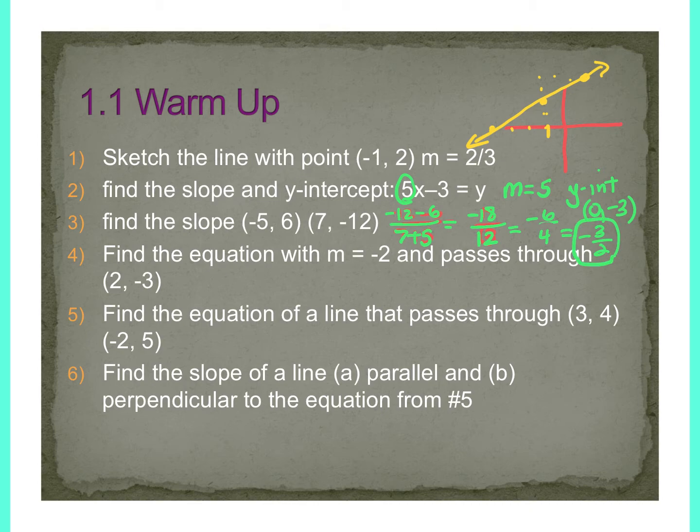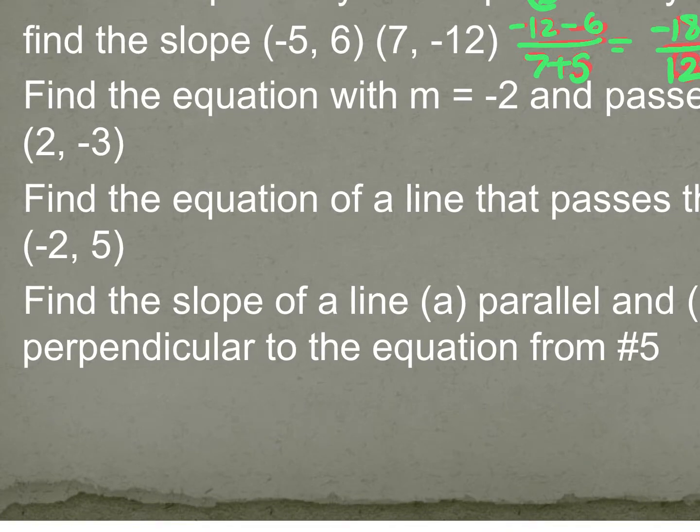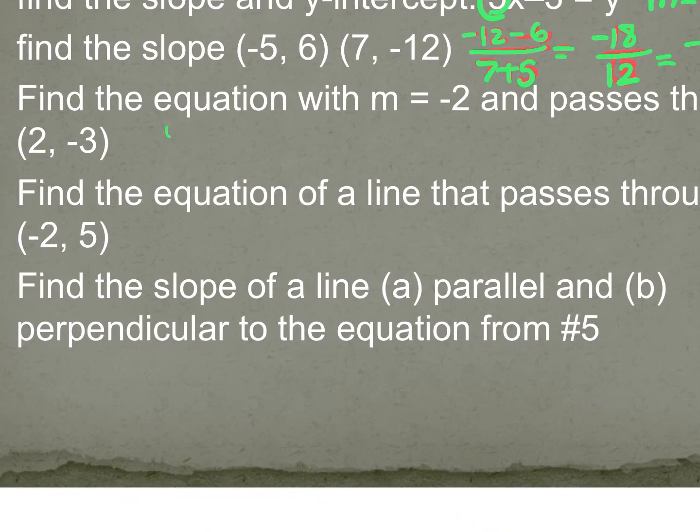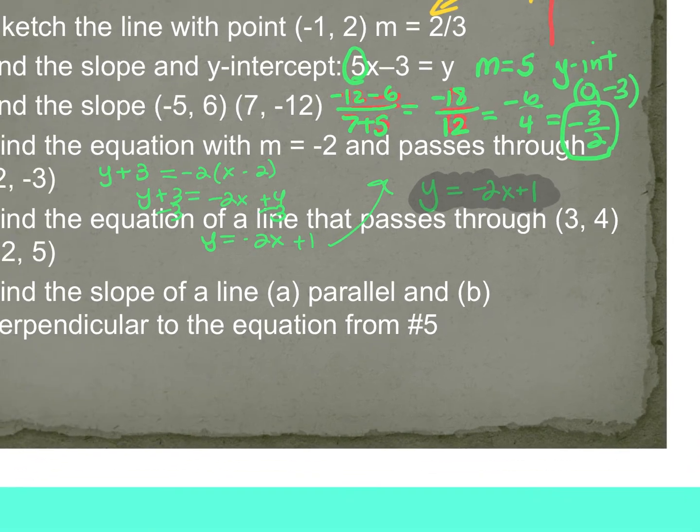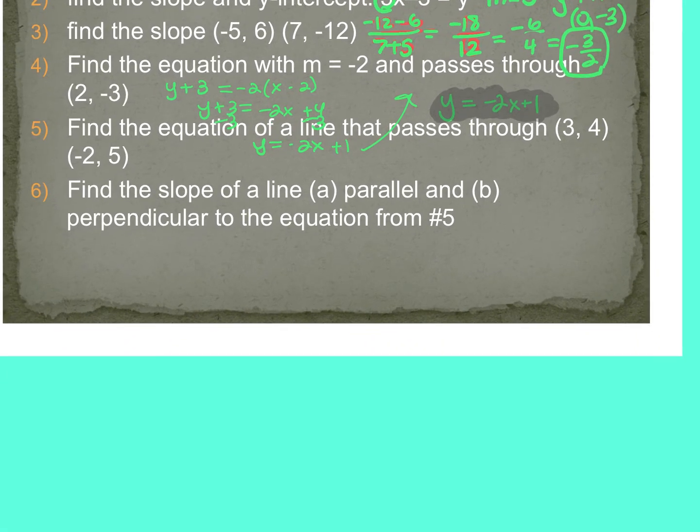Number 4 says find the equation with m equal to -2, and it passes through (2, -3). So now we're doing our equation. y minus -3 becomes y plus 3 equals -2 times x minus 2. Distribute that -2, subtract the 3, and I get y equals -2x plus 1. You could have also plugged in x and y into the y equals mx plus b form. You just have to then plug back in the m and the b.